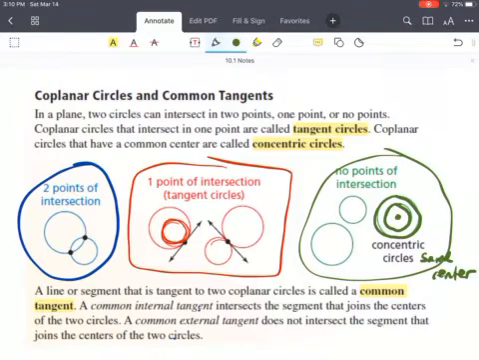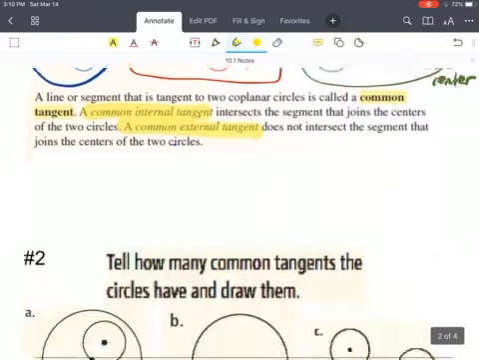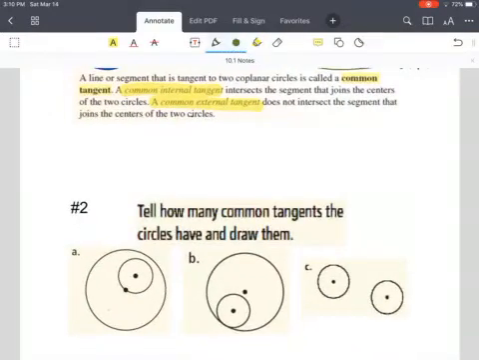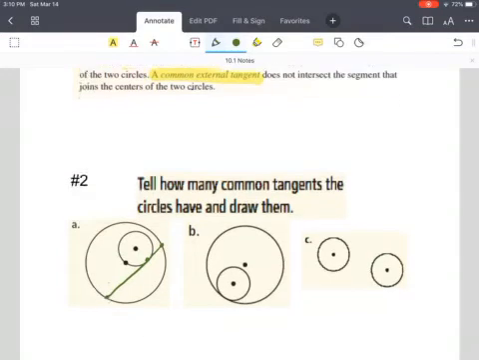You can also have common internal and common external tangents within the circles. And so we can talk about those in number 2. So keeping that vocab there. Number 2A, we cannot draw a tangent to both of the circles. Because if I draw, for example, that line, that is tangent to the small circle, but then it would be secant to the large circle. And it would be like that in any line that I draw, best case. So there are no common tangents to both circles.